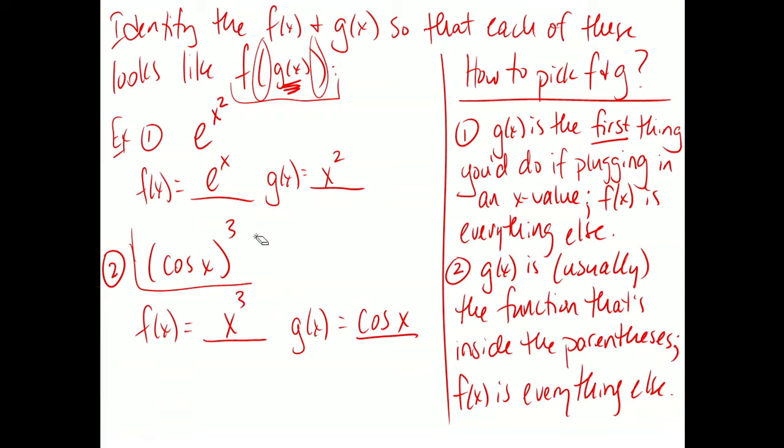Okay, so I should double check myself now. Did I get this right? I should ask myself, is it true that what I've written down here, when I do this, I get what I started with? So this would be f with g plugged in. g is cosine. So if I put cosine there, do I get this? And hopefully you can pretty immediately confirm that yes, you do. When you put g in for x in f, you get cosine of x cubed.